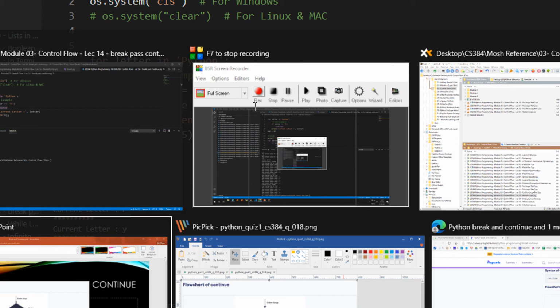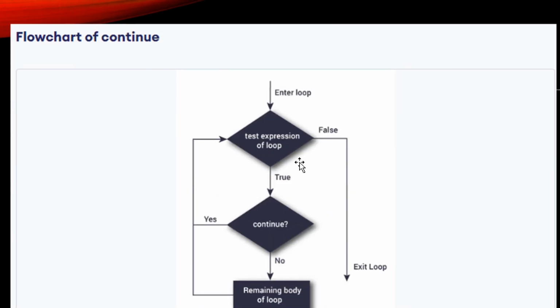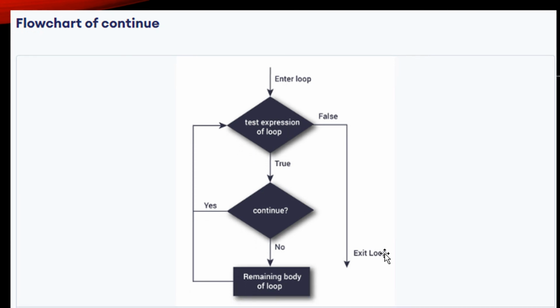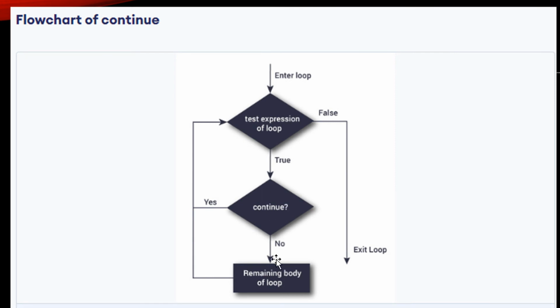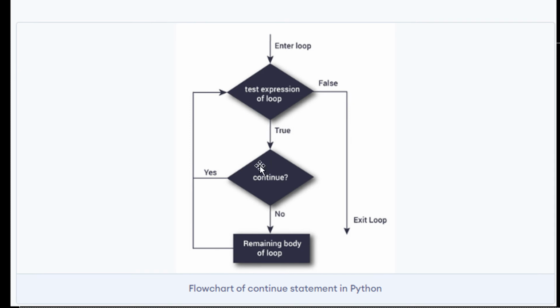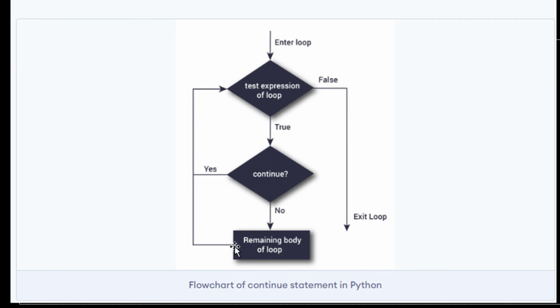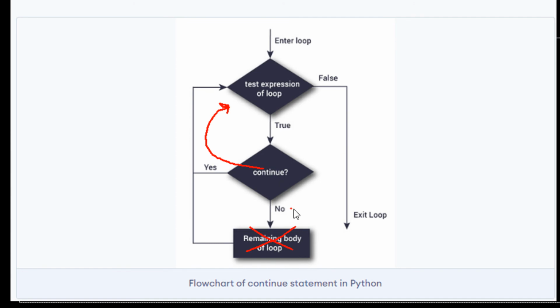If you want to see a PowerPoint presentation for this, continue is like this. You enter the loop, you test the expression of the loop, whether it is true or false. If it is false, then you exit the loop. If it is true, you execute the statements of the loop. If you encounter a continue, you go directly to the test of the loop, where the expression is tested. But if there is no continue, you execute the remainder of the loop. So the moment you encounter a continue, you don't execute the remainder. When there is no continue, you execute the remainder of the statements.